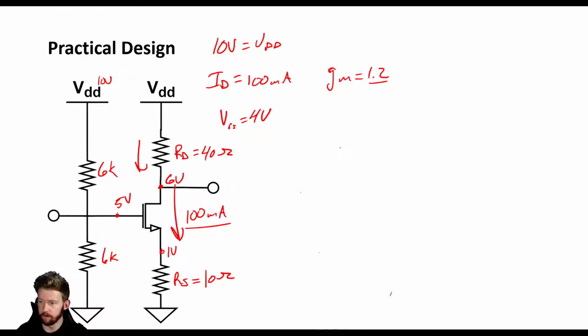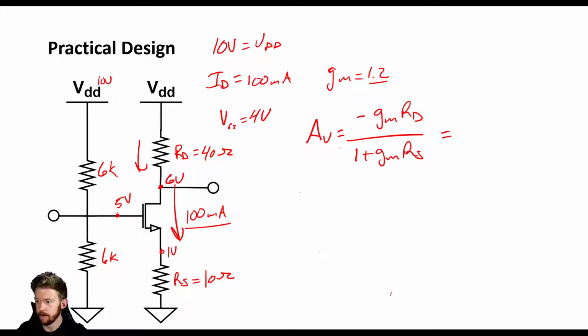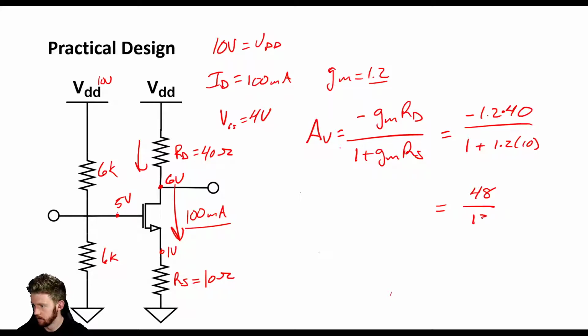So let's plug in this value for gain. Let's say that our AV, and remember it's minus GM RD over 1 plus GM RS. Let's plug in what we know. We know our GM is 1.2, so minus 1.2 times 40 over 1 plus 1.2 times 10. That ends up being 48 over 13. So we're getting a gain of about 4. It's actually 3.7.